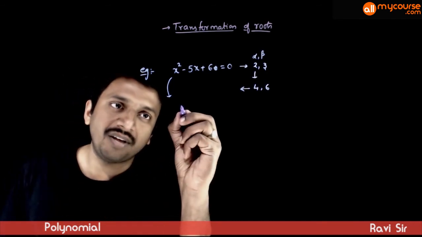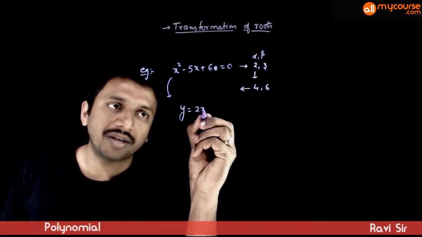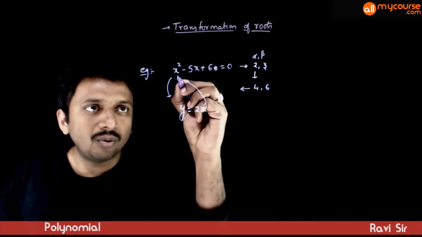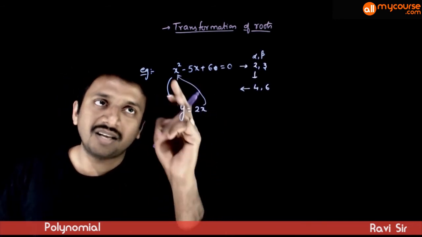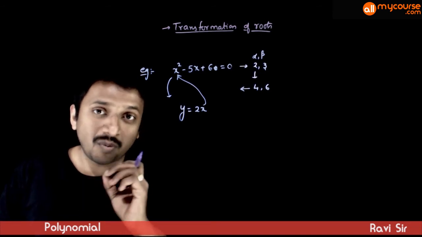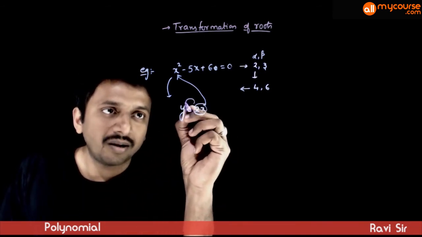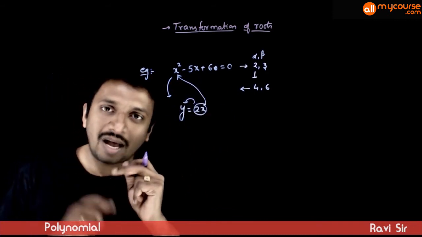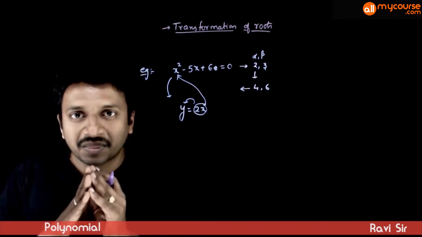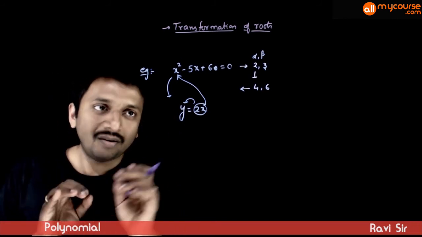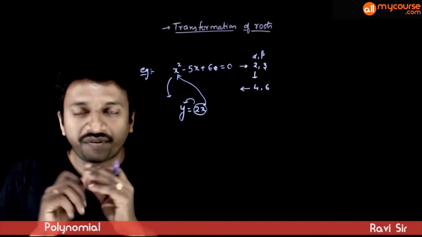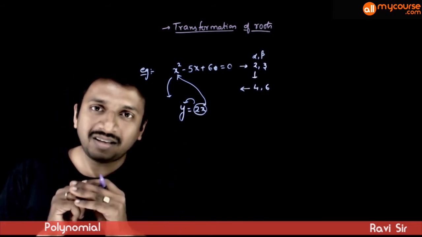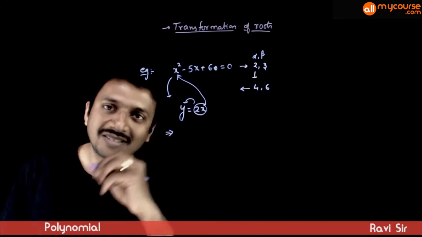So let us take a variable y is equal to 2x. Let us say that x is a root of this equation. Now I want an equation whose roots are y, because y is equal to 2x. That means I want a condition which y satisfies. Specifically, I want a quadratic condition which y satisfies. To find that is very easy. So let us see how to do this.